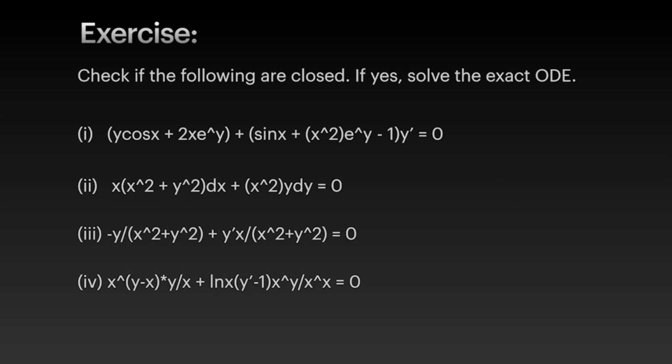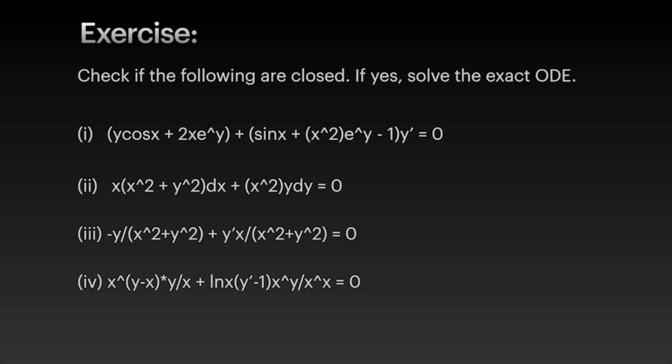So M in this equation is y cos x plus 2x e^y. M isn't the coefficient of the first derivative of y. In a way, it's the coefficient of dx if we multiply the equation by dx. So we will take the partial derivative of M with respect to y.